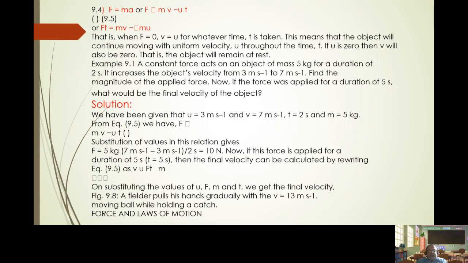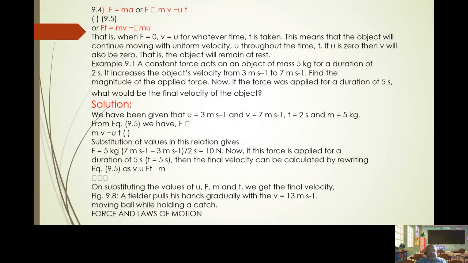Example 9.1. A constant force acts on an object of mass 5 kg for a duration of 2 seconds. It increases the object's velocity from 3 meters per second to 7 meters per second. Find the magnitude of the applied force. Now, if the force was applied for a duration of 5 seconds, what would be the final velocity of the object? Solution: we have been given u = 3 meters per second, v = 7 meters per second, time is 2 seconds, and the mass is 5 kg.